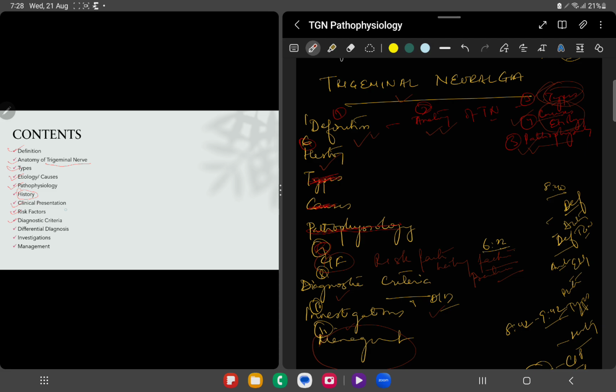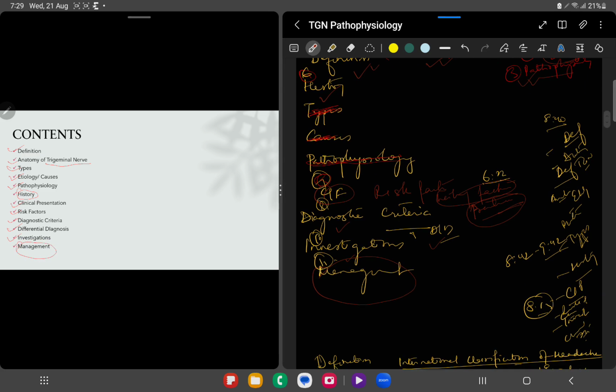Before going to the diagnostic criteria, I will try to talk about the inciting factors, the precipitating factors, and then I will talk about the prevalence, then the diagnostic criteria, the differential diagnosis, some of the investigations, then finally the management. That can include the medical management or the surgical management.